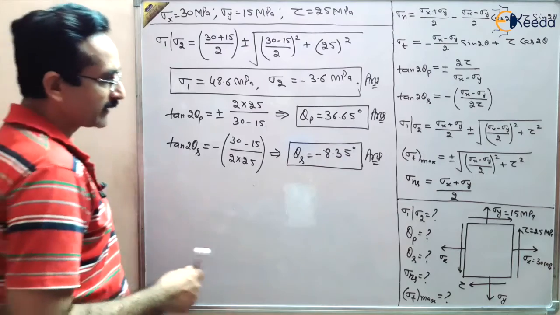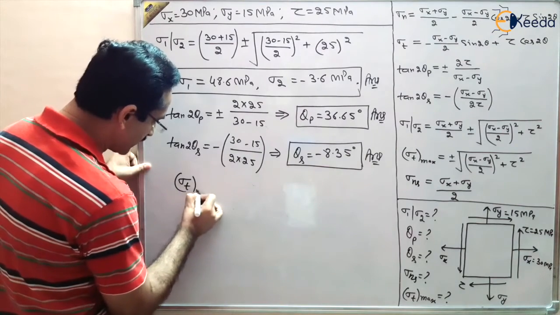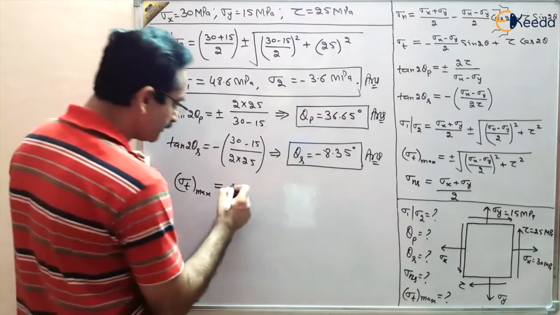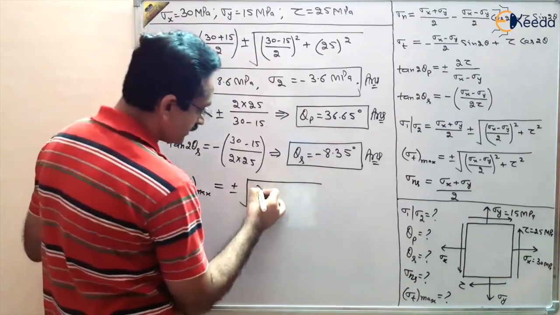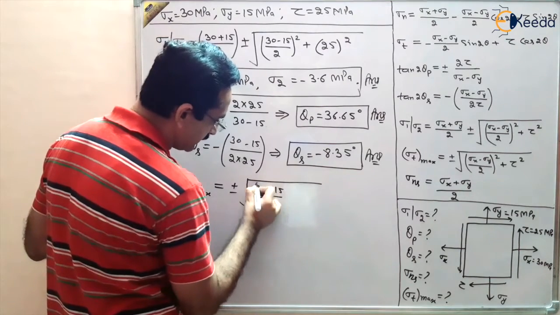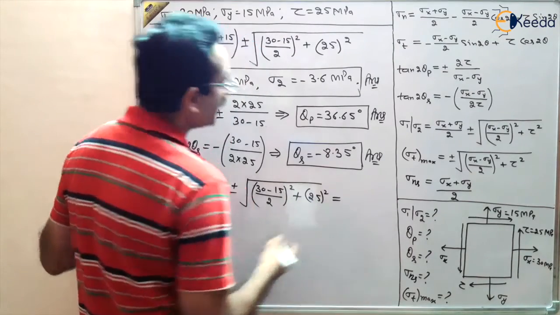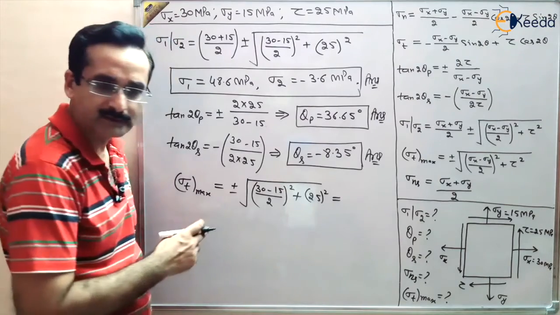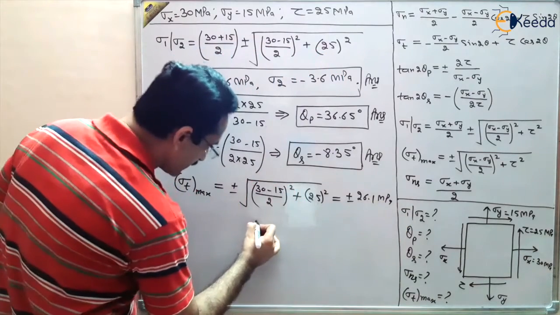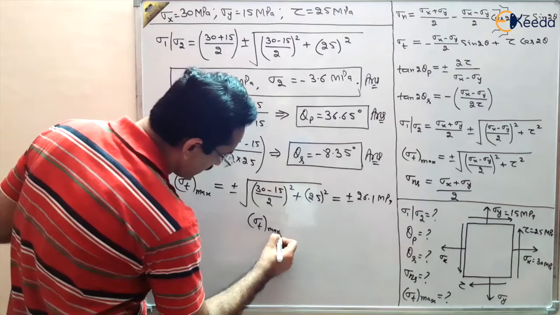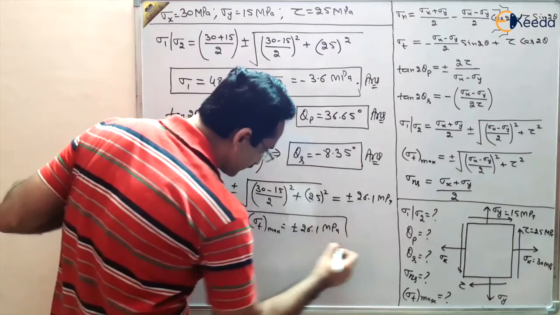Next, tau max, this equation. We can find the maximum value of shear stress, equal to plus minus under the root, sigma x minus sigma y by 2, 30 minus 15 by 2 whole square, plus tau square, 25 square, and you will get tau max as plus minus 26.1 megapascal. This is another answer.